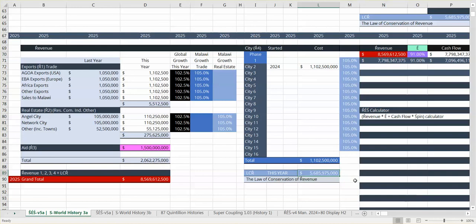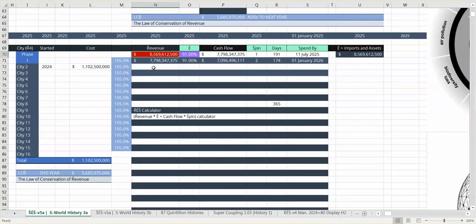Okay, we had the savings from last year. We got a little bit of trade, roughly the same in real estate sold, same for city sold. Add all that up and it comes to 8.56. But this time 91, so leakage is only 9%, making a nice cash flow sum, but this is spent before the 11th of July. Actually, it would be the end of July. This is just a weird mathematical formula and it says 11, not 31 or 30. But anyway, the point is the money's spent twice.